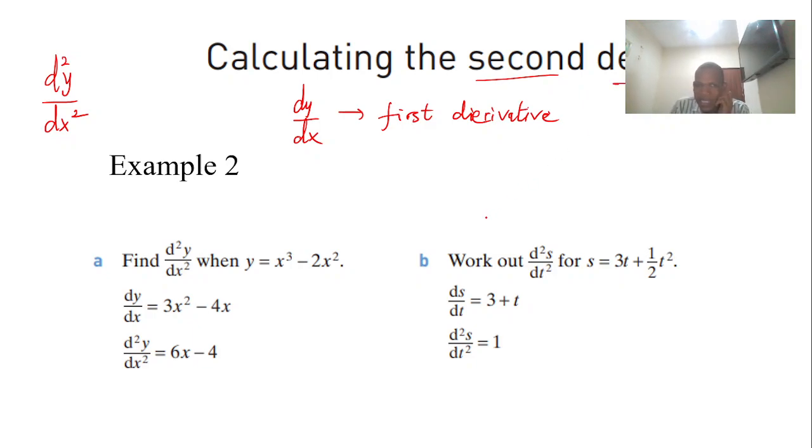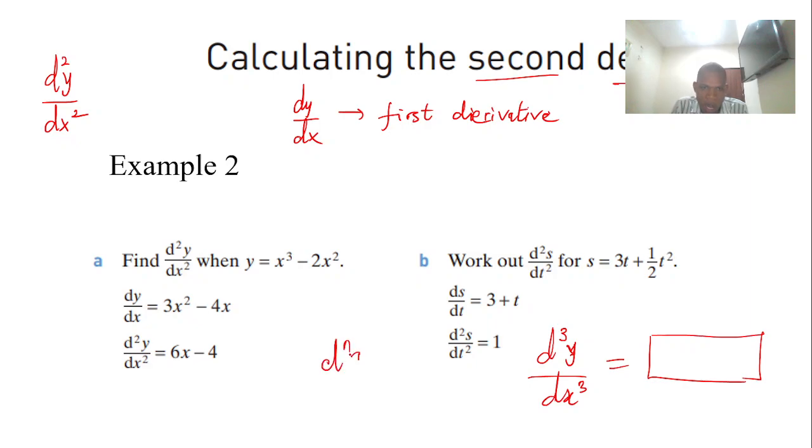Now second derivatives come from the fact that you are differentiating how many times? Twice. So now tell me, what do we call d cubed y over dx cubed? Please write your answer in the comment section. And also tell me, what do we call d to the n y over dx to the n? Put your answer in the comment section, please.